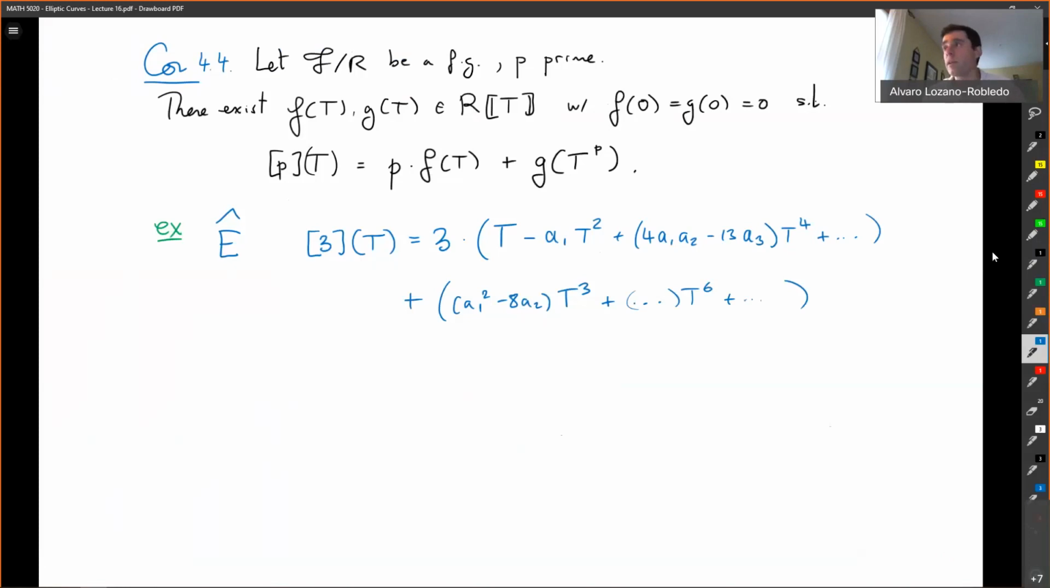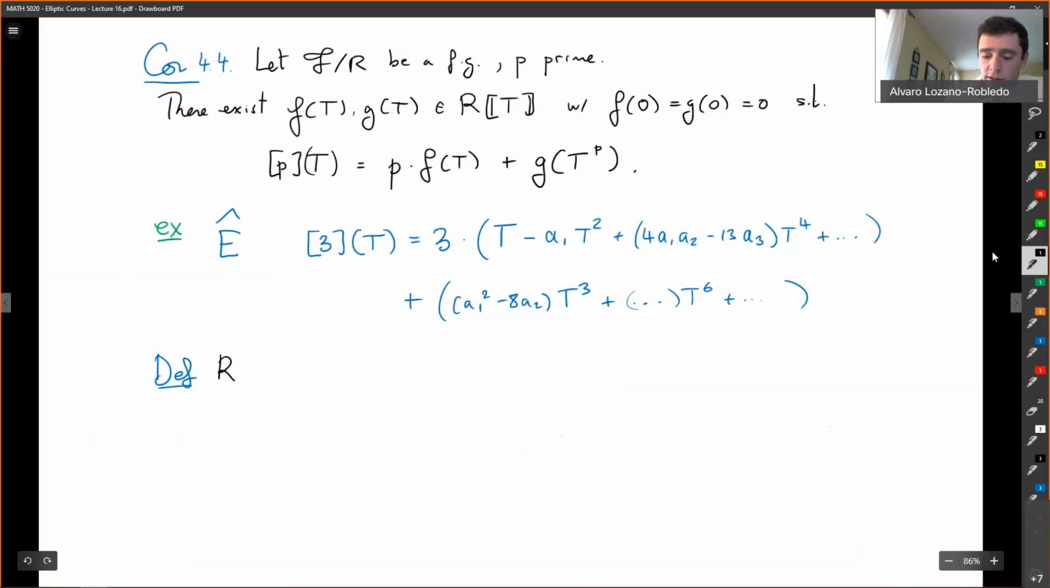Okay, I have like 3 minutes, but let me just say what the formal logarithm actually is. Something else that we're going to need is the formal logarithm and the formal exponential for a formal group.